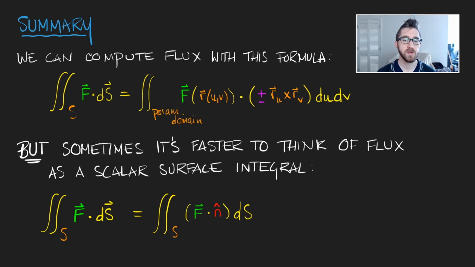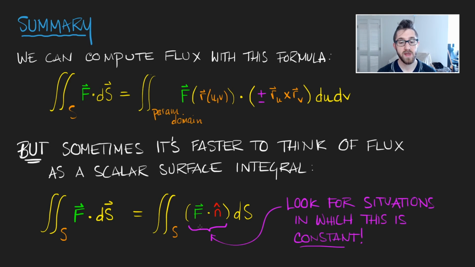Okay, so I'll leave you with this summary, which is actually kind of the review from the beginning of this video, just written backwards. The point of this video was really to show you that we can always compute flux by parametrizing a surface and then using this formula. But in certain situations, it's faster and more efficient to think of the flux calculation via the scalar surface integral definition. Because if this integrand is constant, then you can find the flux integral by just multiplying this constant by the surface area of the surface, which saves a lot of time.